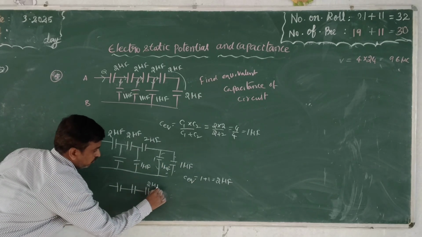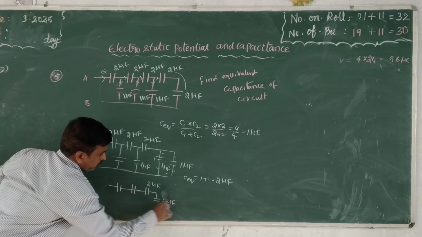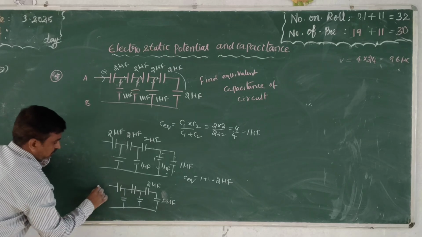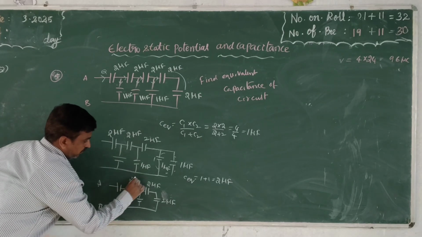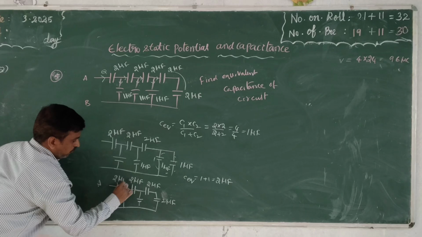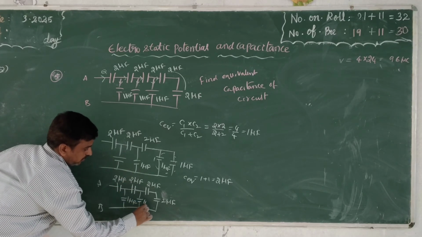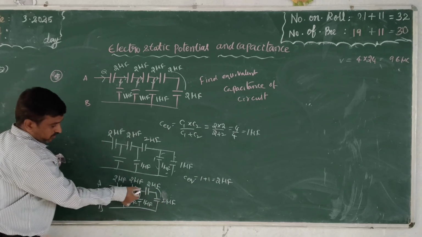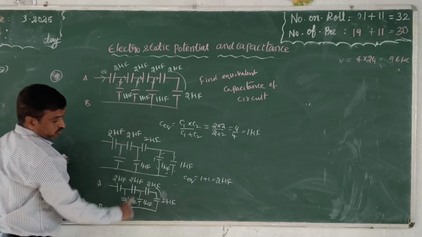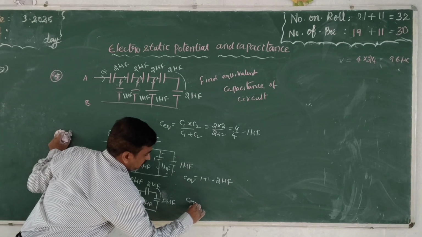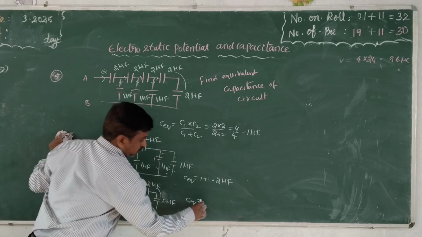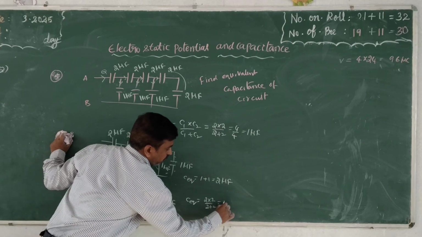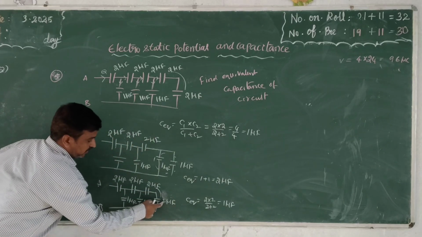Already here it is 2 microfarads, and here 1 microfarad. So it is A, it is B. Here 2 microfarads, 1 microfarad, 1 microfarad. These two are again in series. Why? Because here the charge is divided, and here the charge is the same. Same charge means series. Again C1 C2 by C1 plus C2, so 2 into 2 by 2 plus 2. What do we get? 4 by 4, 1 microfarad. This resultant is 1 microfarad.